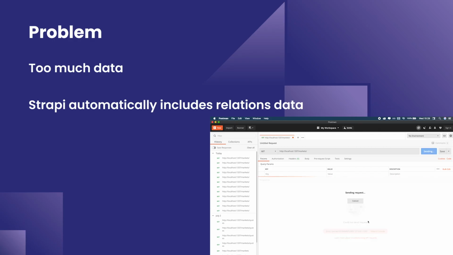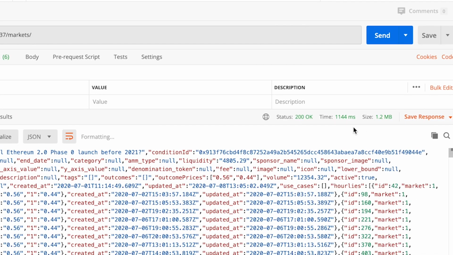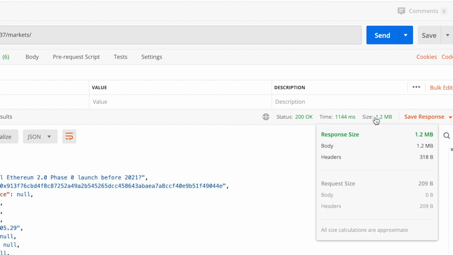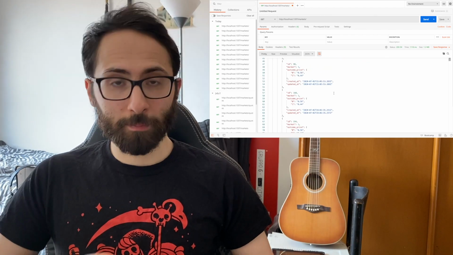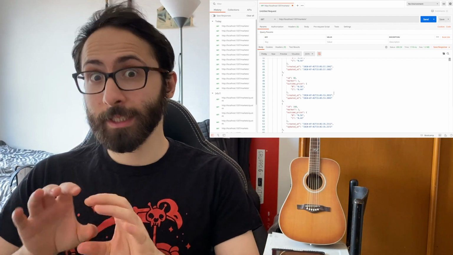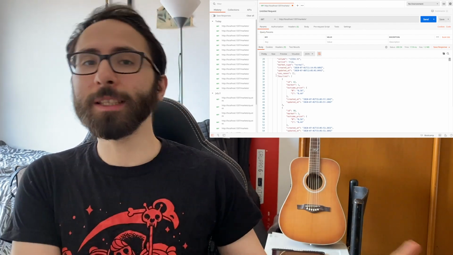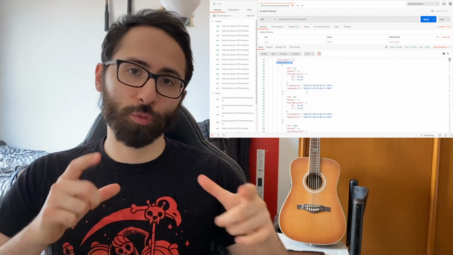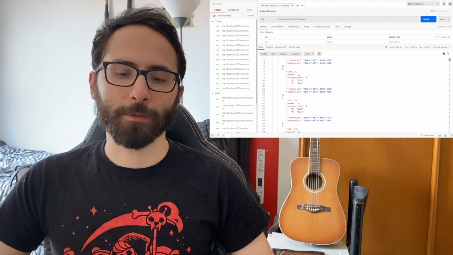The problem is that by default, Strapi will include your relations along with your collection type. So in my case, I was downloading markets data, which also contained the graph data, and then I was completely scrapping the graph data, and then I was reloading the graph data separately.